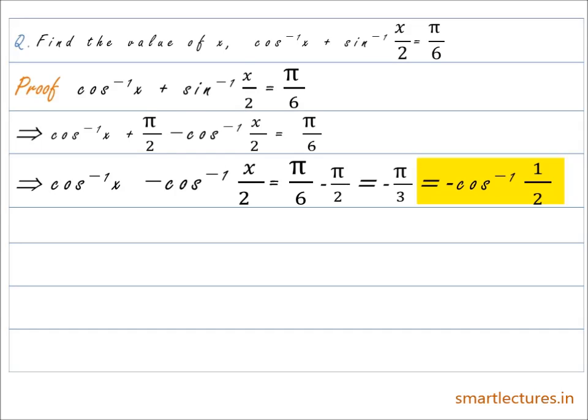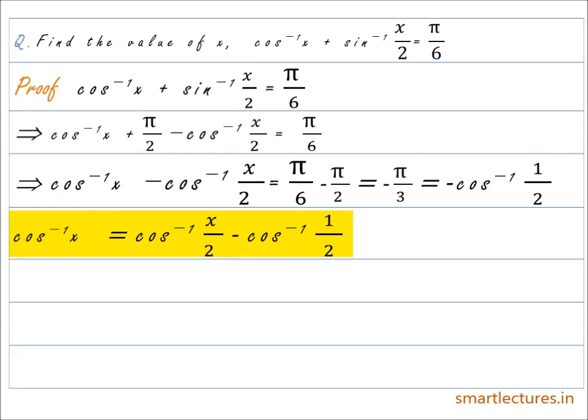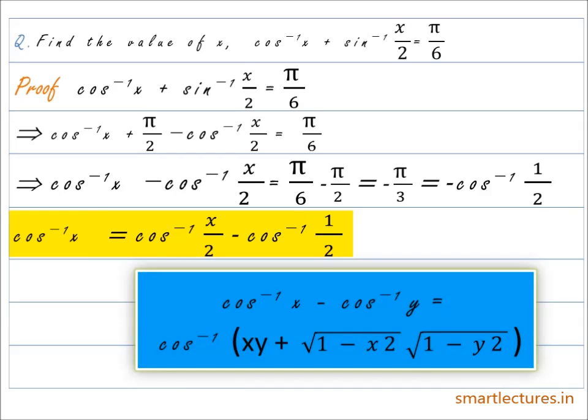So now this equation can be also written as cos inverse x is equal to cos inverse half x minus cos inverse half. Now here we can use the property of inverse trigonometric function as per which cos inverse x minus cos inverse y is equal to cos inverse of xy plus square root of 1 minus x square into square root of 1 minus y square.